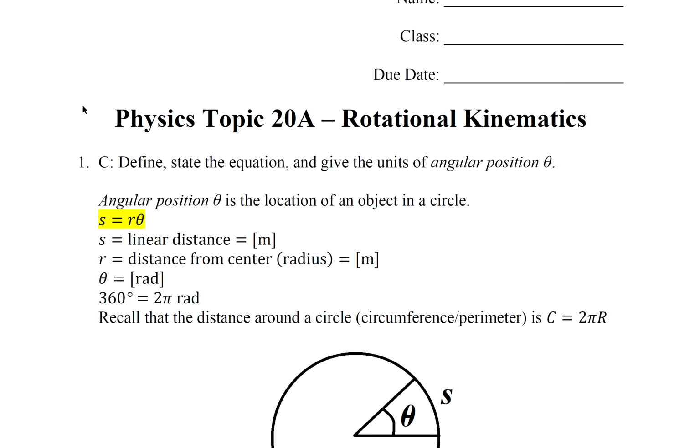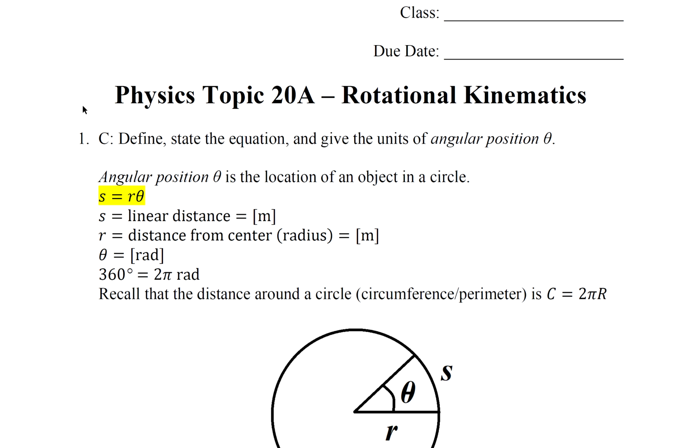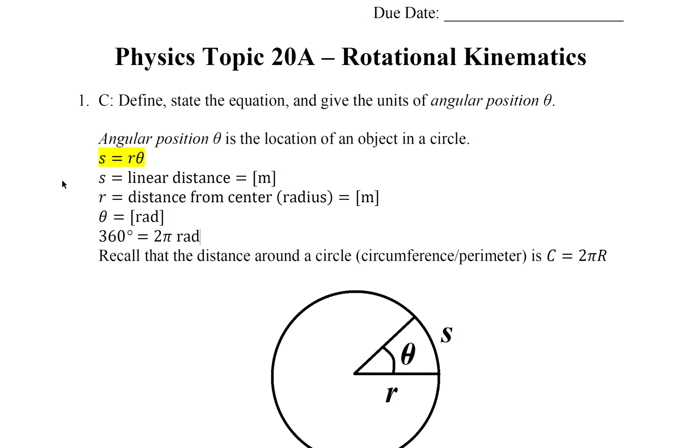Angular position is the location of an object in a circle. So S is equal to r theta, where S is linear distance, r is a distance from the center, the radius, which has units of meters, and theta is in radians. We know 360 degrees equals 2 pi radians.